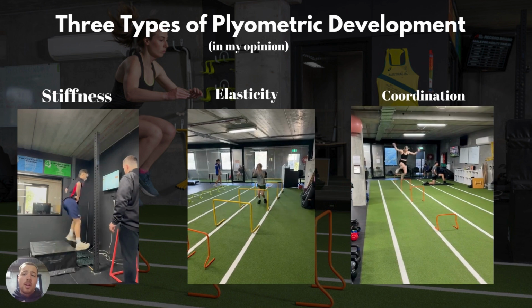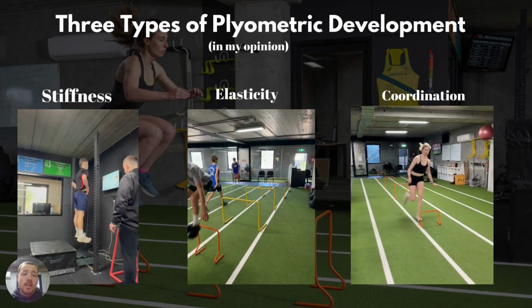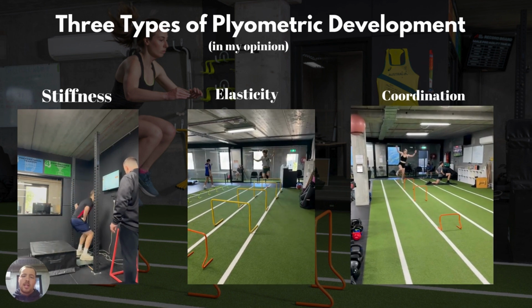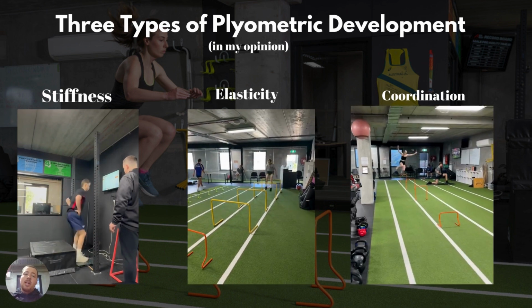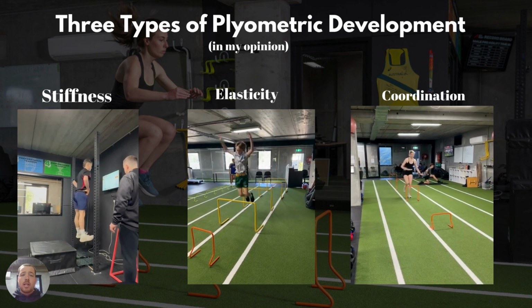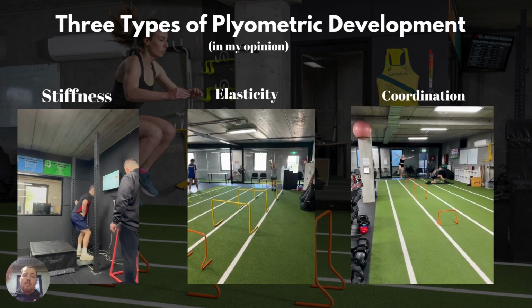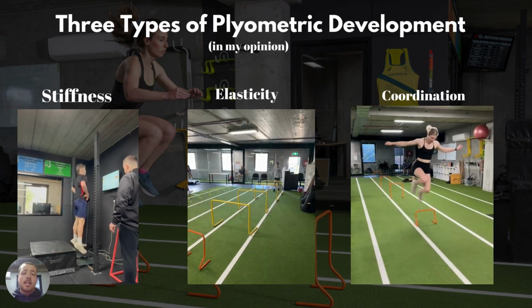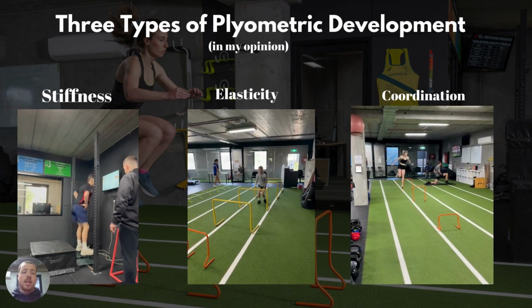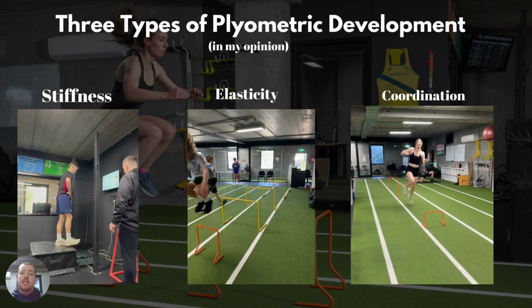So, in my opinion, there are three types of these plyometrics. When we talk about plyometrics, again, they have to have a landing and a takeoff. It can't just be a jump. There needs to be a reaction to a ground contact. So, we're not talking about loaded jumps, box jumps. We're talking about plyometrics where there's an impact and a takeoff you have to manage. So, I think there's three areas that you can develop in plyometrics. There's stiffness, elasticity, and coordination.